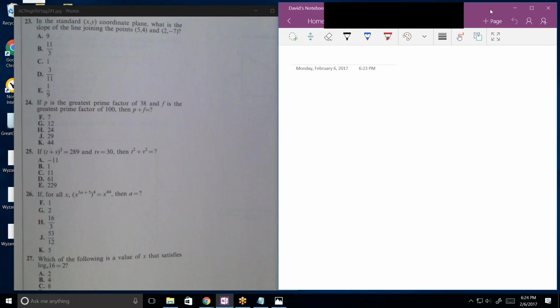All right, 23. Classic problem. You might run into this problem 4 times on the test, or it might feel like it's in a different form, but you've got to know how to figure out slope from 2 points. What is the slope of the line joining the points (5, 4) and (2, -7)? Is it asking for the equation of the line? No, they just want the slope. What is the slope?